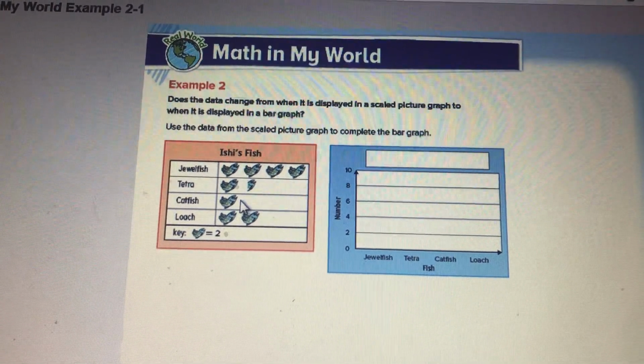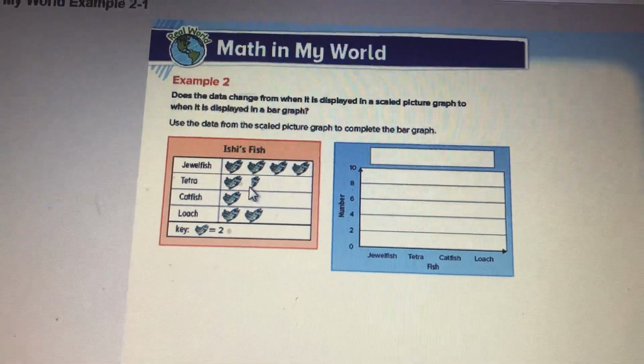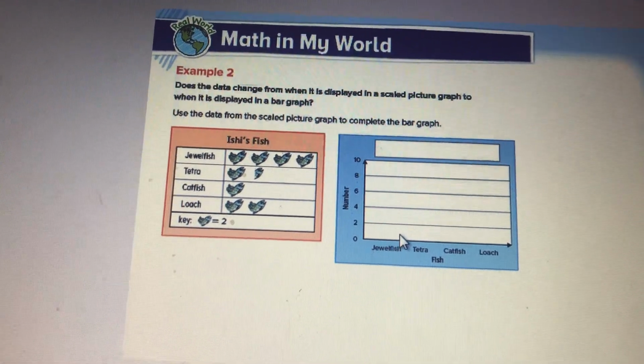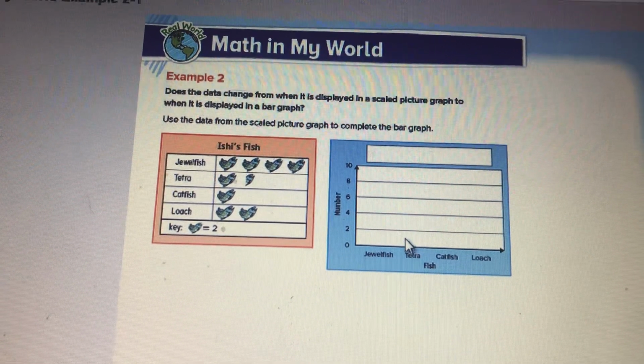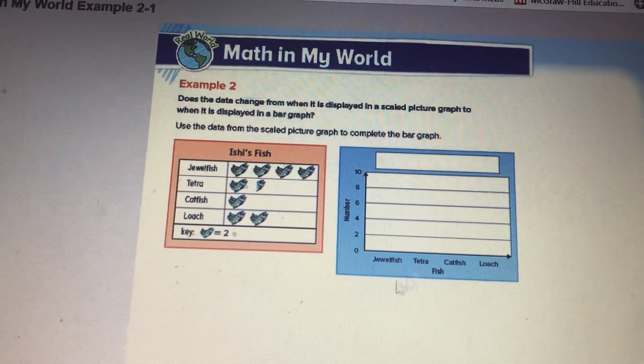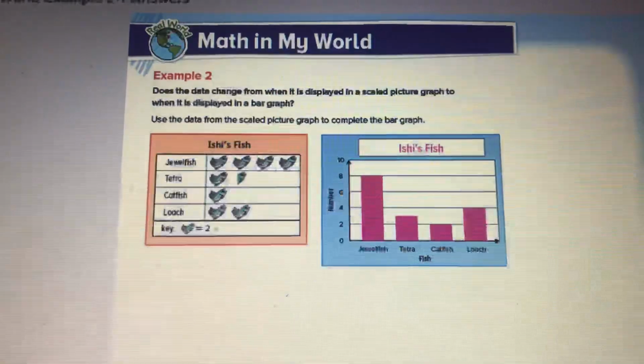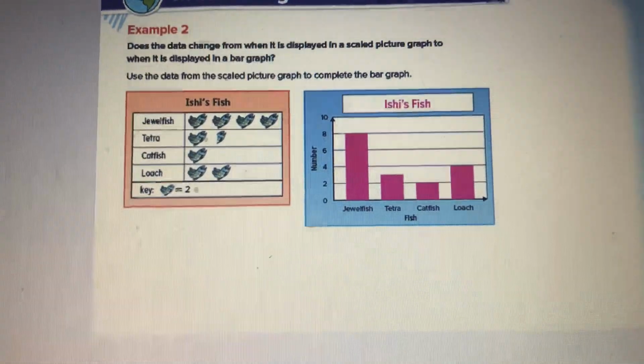They come over to the tetra. Ooh, half of a fish. Remember that half of 2 is 1, so I draw the tetra up to 3. And you can see here the 3 is not there, so you have to go between the 2 and the 4, draw your bar. And then you guys go ahead and finish the other 2 and see if you come up with something like this.